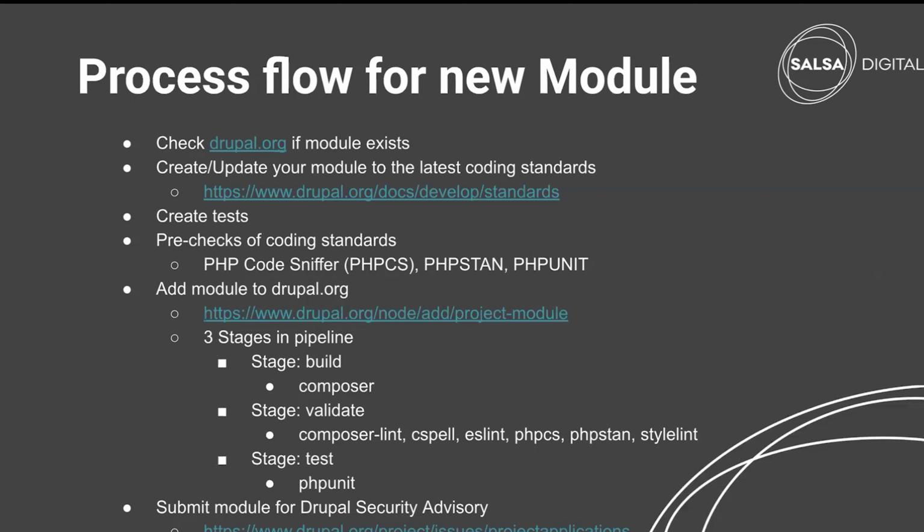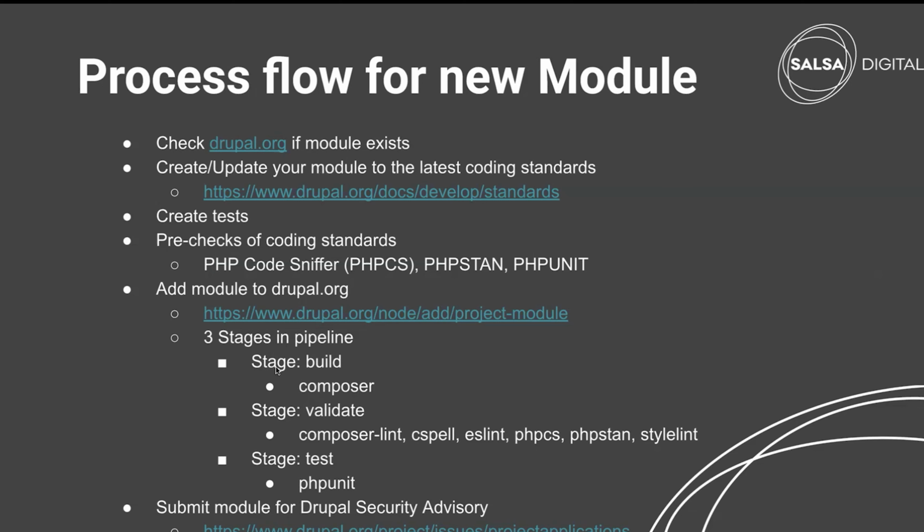Now, Drupal code standards is very important. When you work on your module, make sure there are tests. If there's no test, it will fail your Drupal security advisory because they want tests. We do pre-checks for your code sniffer, your PHPStan, PHPUnit. The reason for this is that the next step in your pipeline will actually execute those as well.